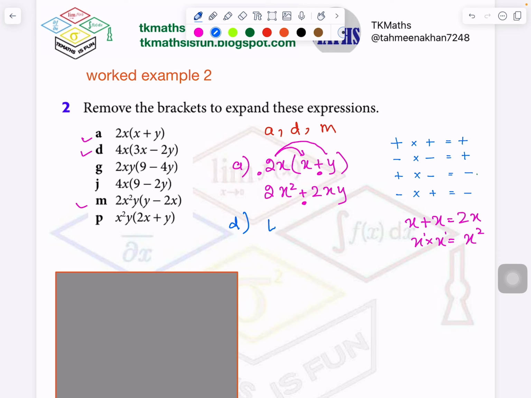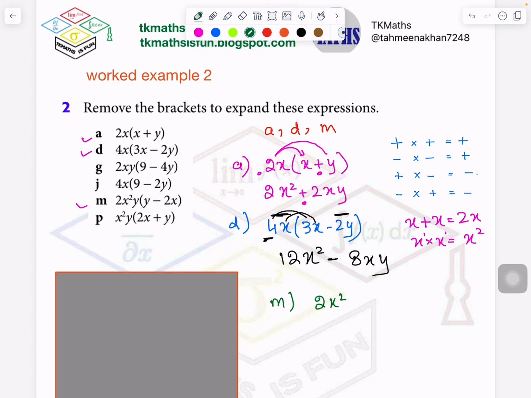Part D. 4x times 3x minus 2y. The numbers will multiply: 4 times 3 is 12. Both are plus, and x multiplied by x will be x square. Now the next term is minus 2y and this is plus 4x, so plus multiplied by minus will be minus. Now I will multiply 4x by 2y. So 4 2s are 8 and xy.